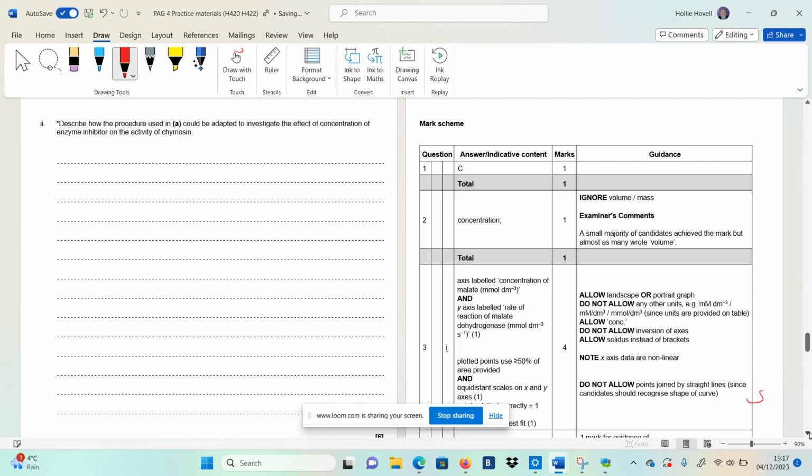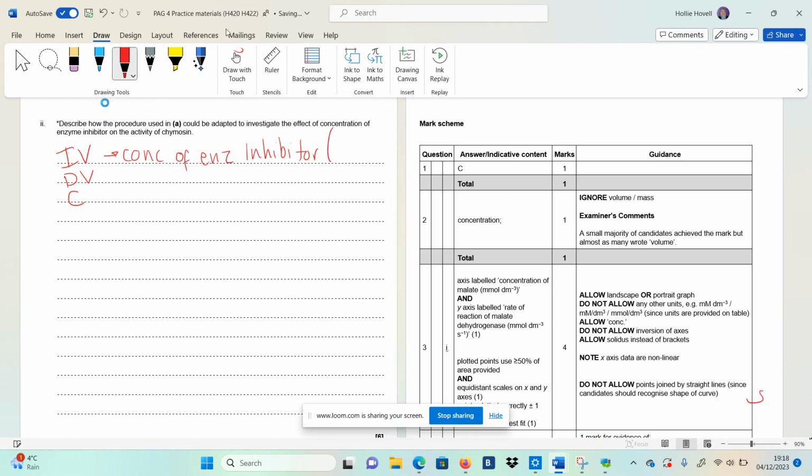Whenever we're looking to design an experiment, there's a certain kind of structure that we can give our answers just to try and stop us missing anything out. So we could start off with the independent variable, the dependent variable, and the controls. It tells us that we're investigating the effect of concentration of enzyme inhibitor. That's what we're investigating. That's what we're changing.